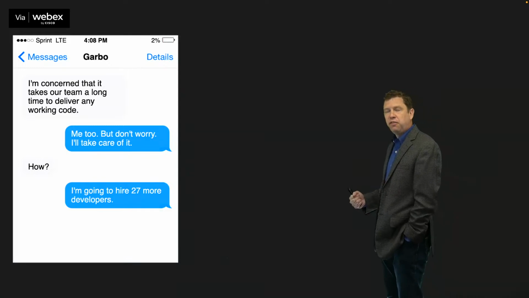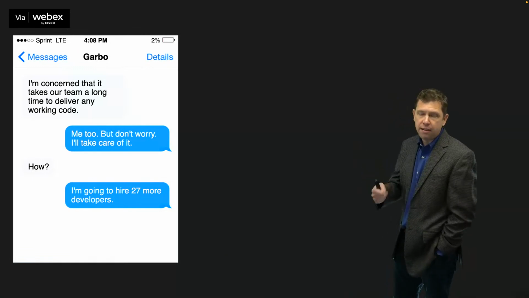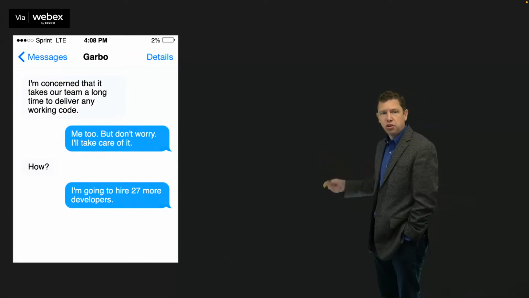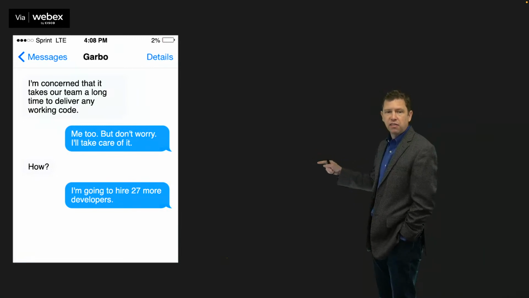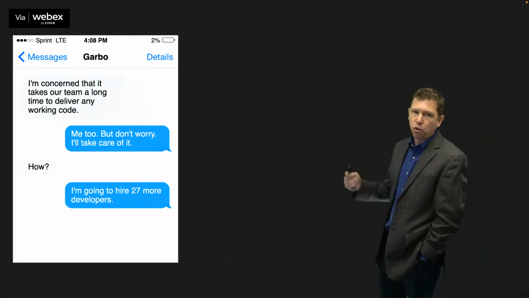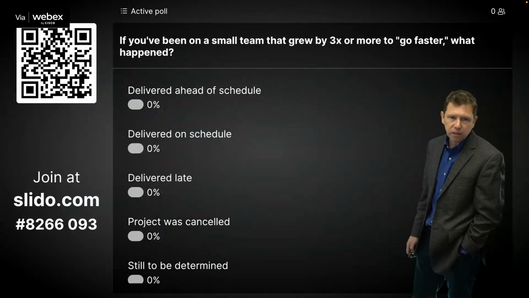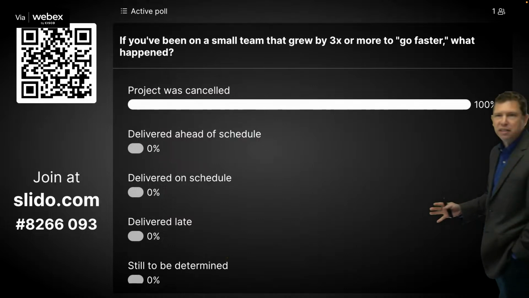That's how it felt to the Nazis, but that same thing that made them susceptible to the idea of there's 27 people and had a lot of confidence in it because of so many people being there can mislead your team as well. If you have a double agent on your team, they might be suggesting stuff like this of let's hire 27 more people in order to have more developers so we feel safer without actually addressing the real issues. Okay, if you've been on a small team that grew by 3 times or more to go faster, what happened? Did you deliver ahead of schedule, deliver on schedule, deliver late, project was canceled, or maybe you're in the middle of this and still to be determined?